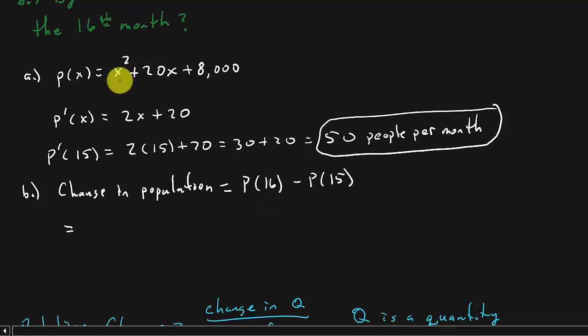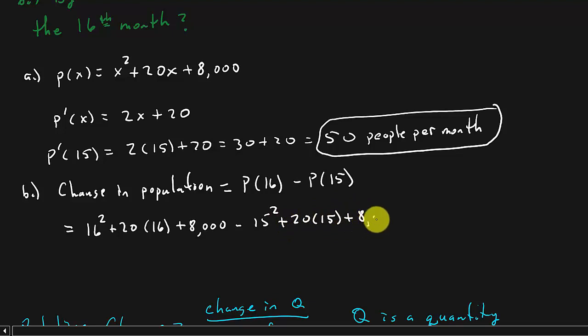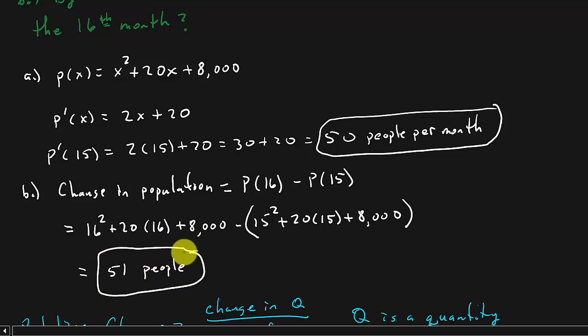So we've got to take the 16 and plug it into the original. So that's going to be 16 squared plus 20 times 16 plus 8,000 minus, and then we plug the 15 in, 15 squared plus 20 times 15 plus 8,000. Now, be careful here. Remember, it's P of 16 minus P of 15. So this right here where you plugged in 15, you've got to put all of that in parentheses. And we get 51 people. So that would be the actual change.